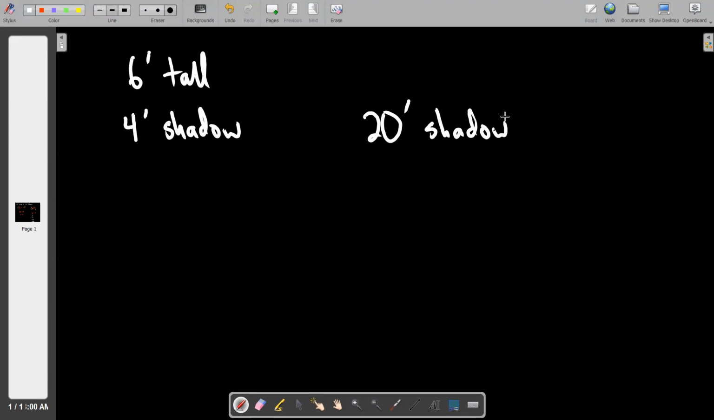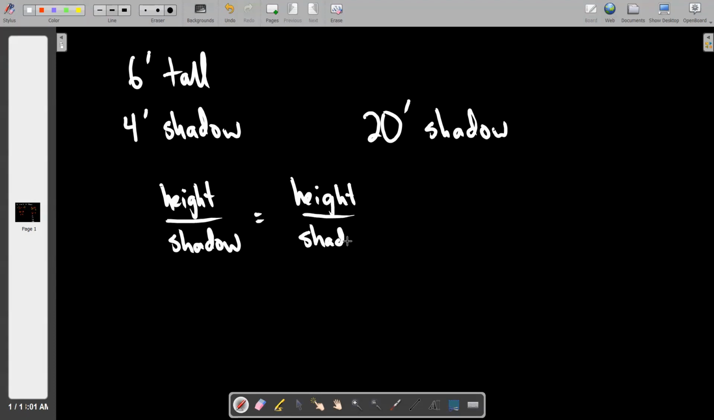So the question becomes, well, how tall is the tree? Well, to do that, we just set up a proportion, and it goes like this. We say my height is to the height of my shadow as the tree's height is to the length of the tree's shadow.